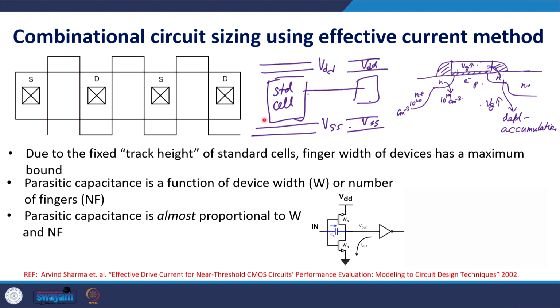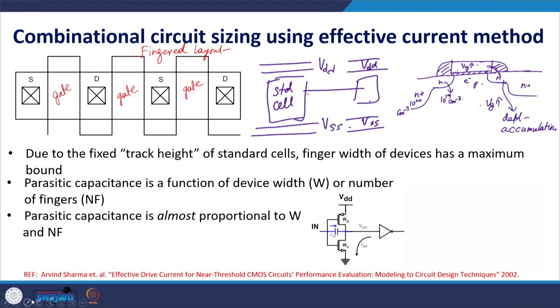If you have wider devices, you go for a fingered layout. In this, this is the gate, and all these three gates are parallel, and this is the source, that is diffusion, and these are drain nodes. So this is also diffusion.